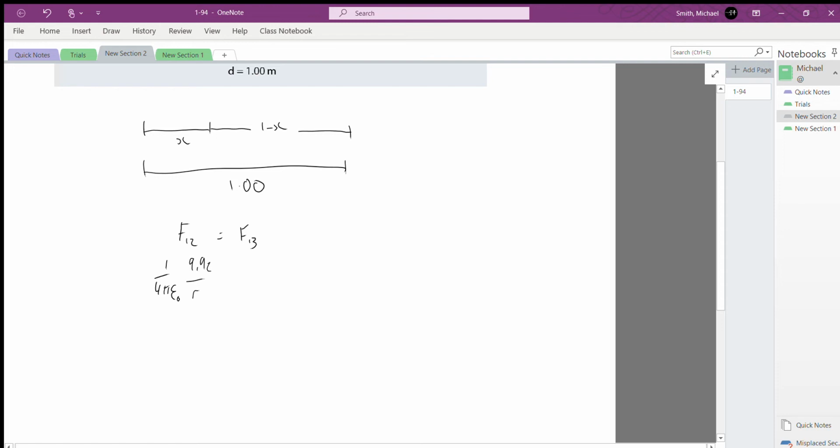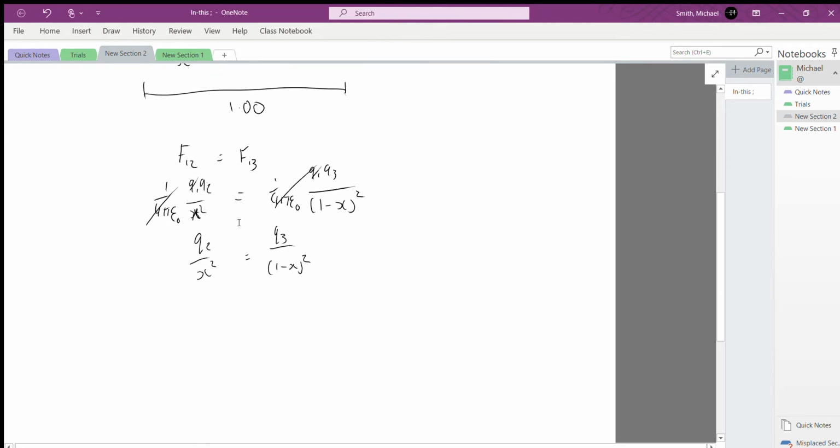Q1 Q2 on x squared, so messy, equals 1 on 4 pi epsilon naught Q1 Q3 on 1 take x all squared. So we can do some cancelling out. So we have Q2 on x squared equals Q3 on 1 take x squared.